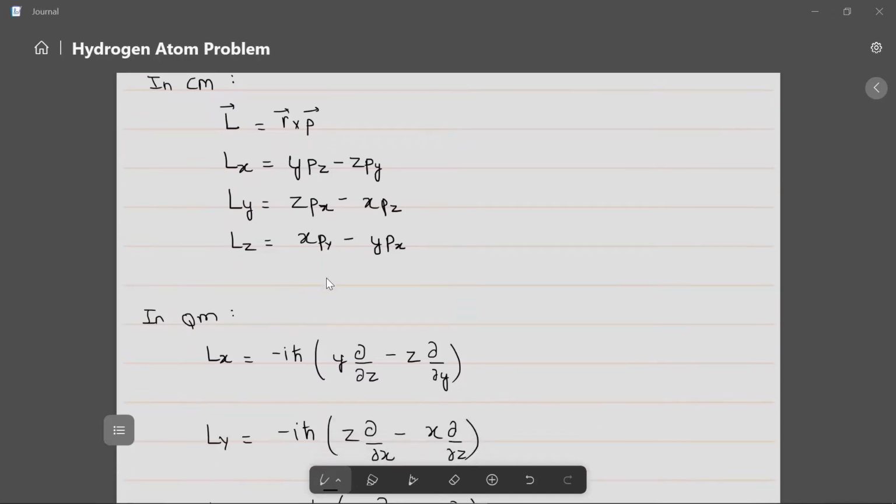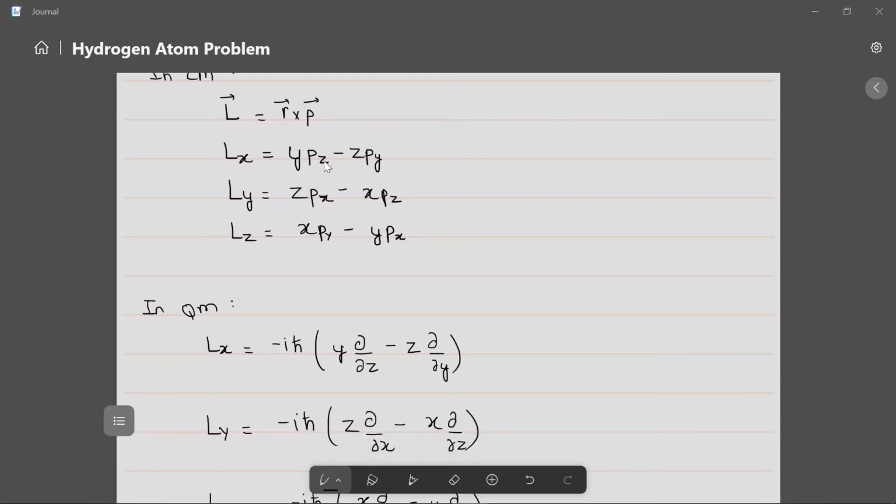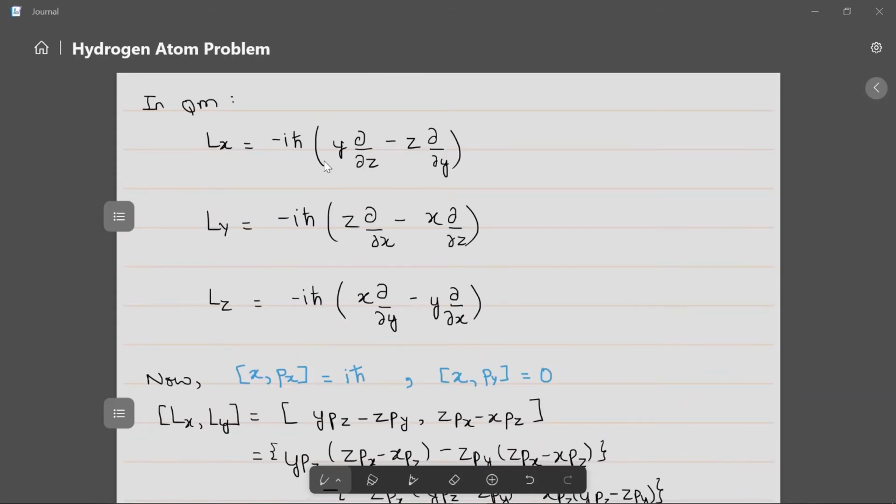So all you have to do is convert these forms into the operator form. Lx can be written as, since p is equal to minus i h cut del by del z, you just have to plug in that value. Py can be written as minus i h cut del by del y. I've taken minus i h cut common. Similarly for Ly and Lz.